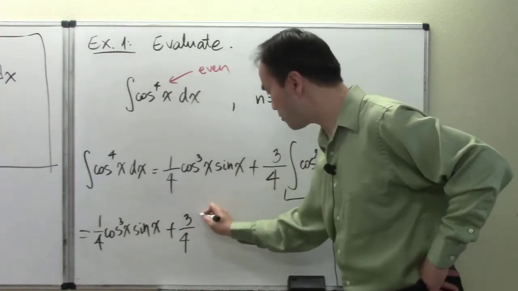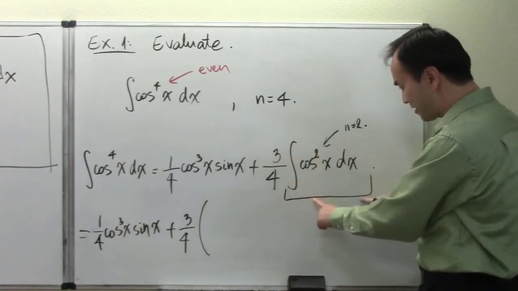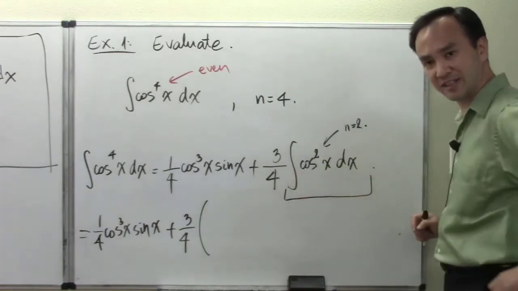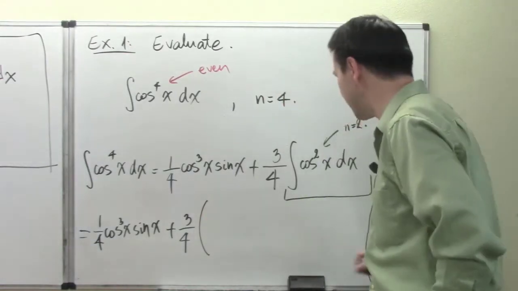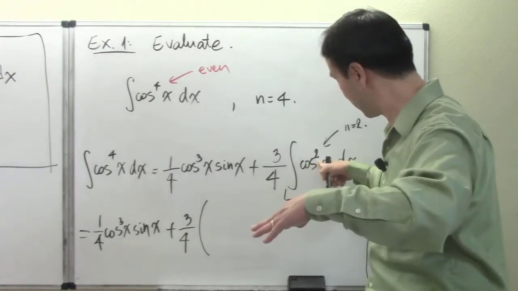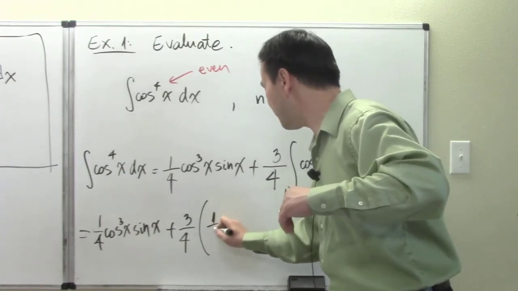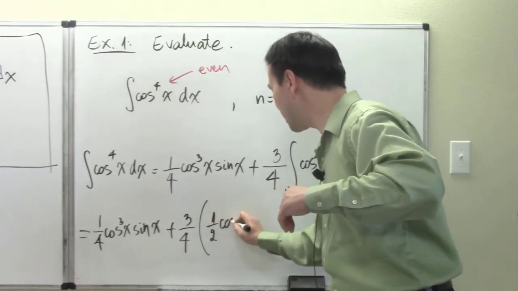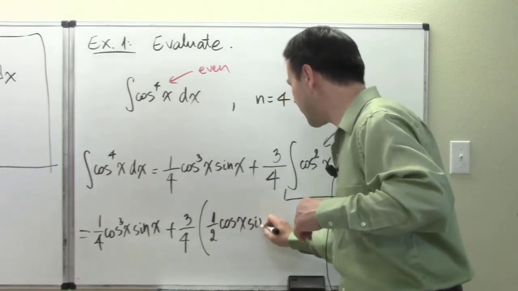So I'm going to open parentheses, and then I'm going to specifically apply the reduction formula right here on this cosine squared of x. Okay, and so that gives me 3/4, and then in parentheses, now if n here is 2, right? n has been reduced. So n is 2, and now I'm looking at 1/2 times cosine, but 2 minus 1 is just cosine of x times sine of x.